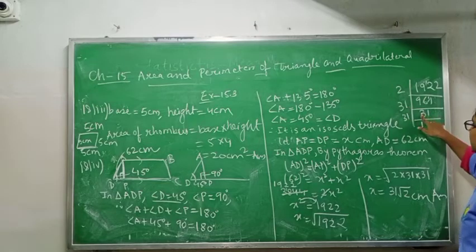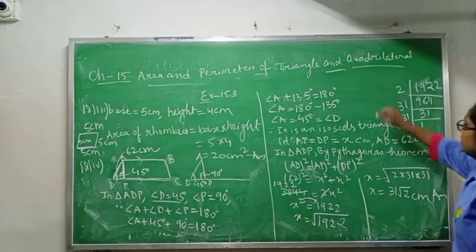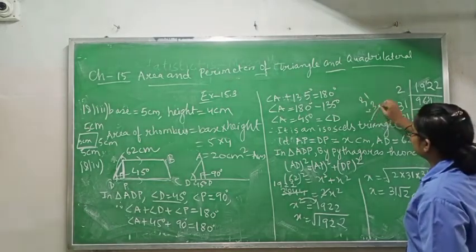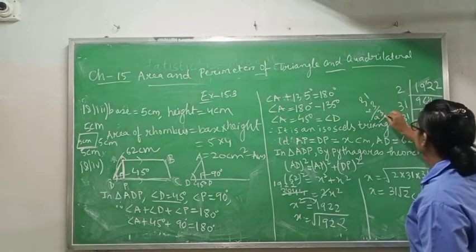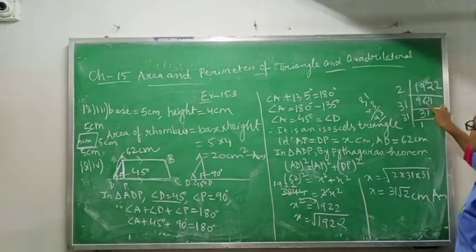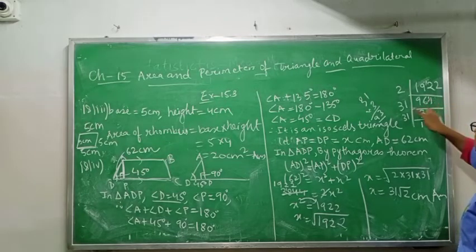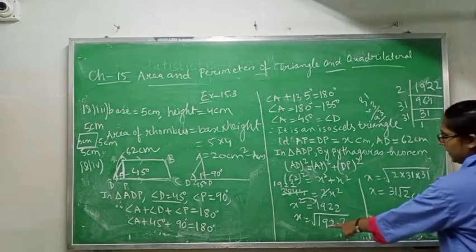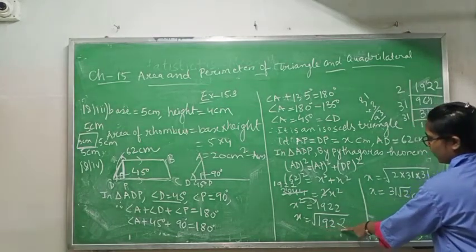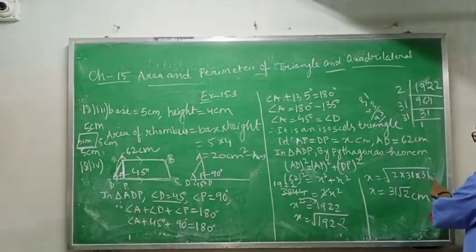So 31 3s are 93. 3 1s are 3, 3 3s are 9, 93. Here we have 96. So 31 3s are 93, 3 will come here. So 31 again, 31 1s are 31. So in place of root over 1922, you will write 2 into 31 into 31.